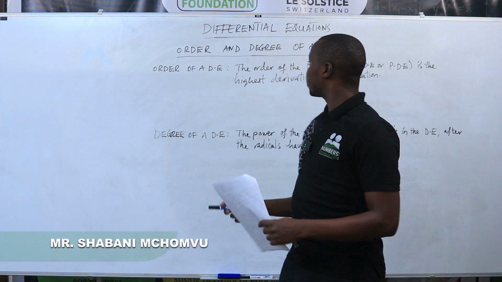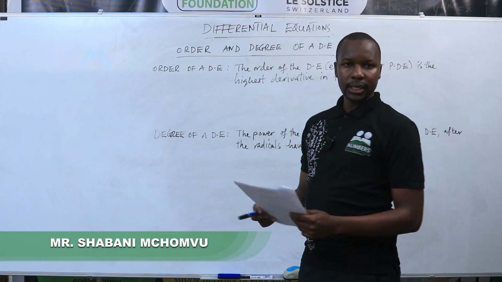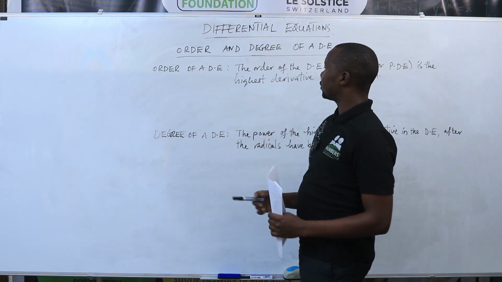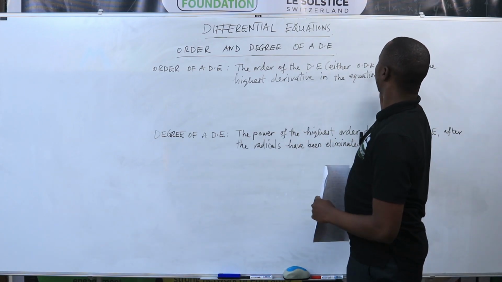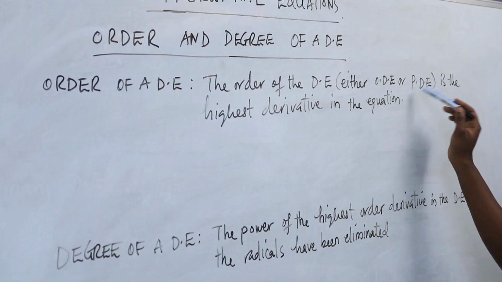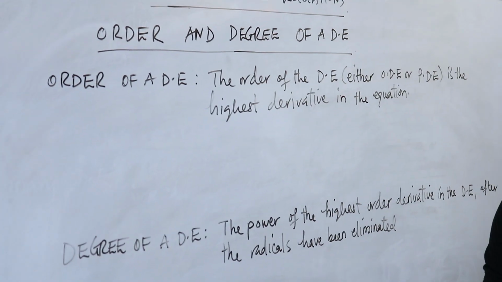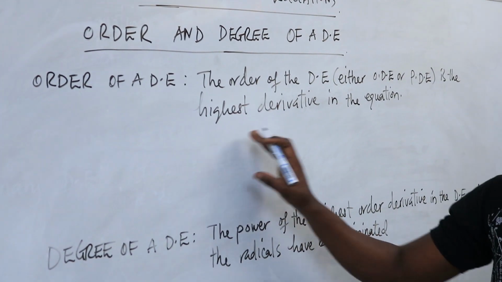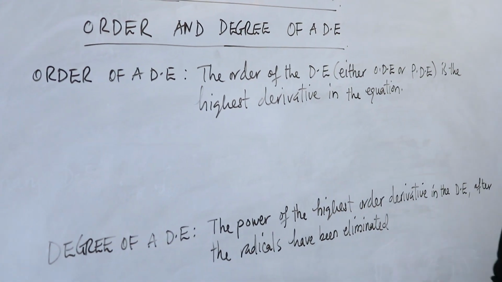Let's see the other terms involved in differential equations: the order and the degree of a differential equation. Starting with the order, the order of a differential equation, either ordinary or partial, is the highest derivative in the equation. So what we check in our differential equation is the highest derivative reached.